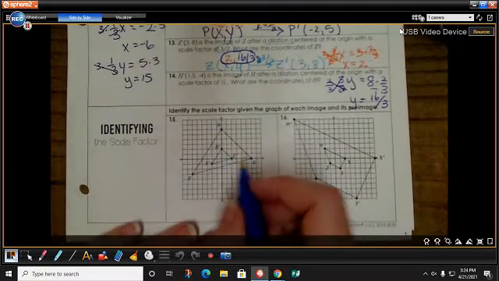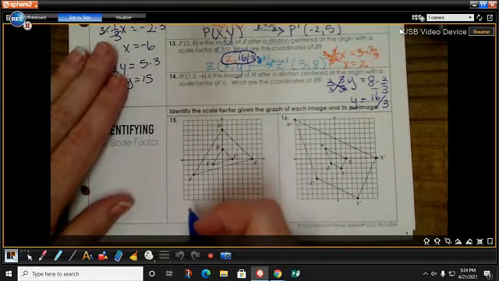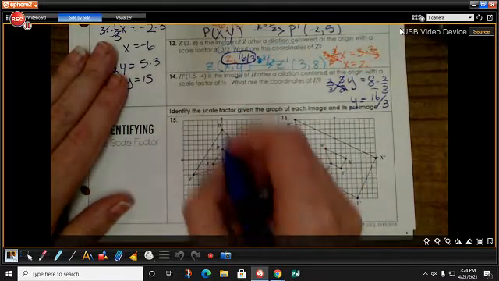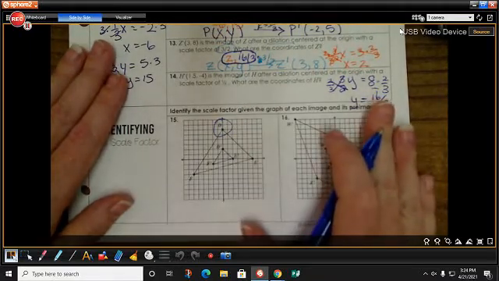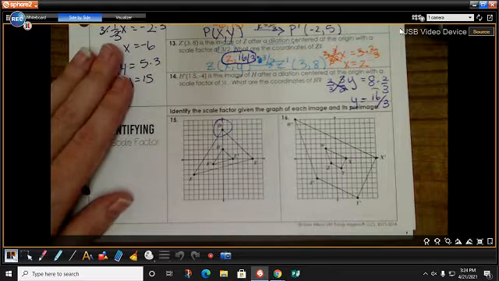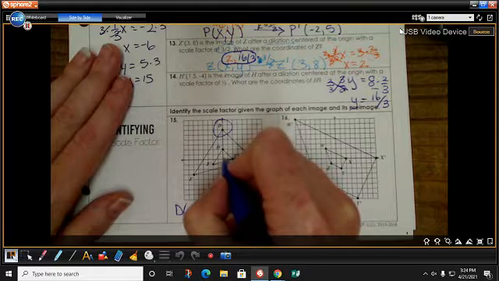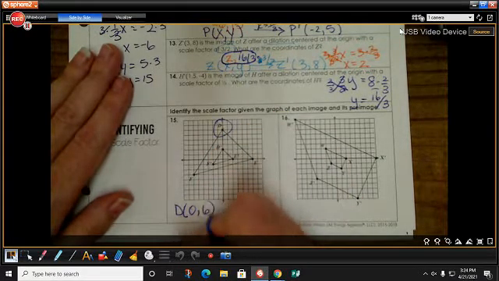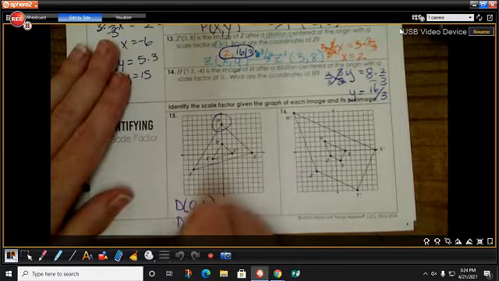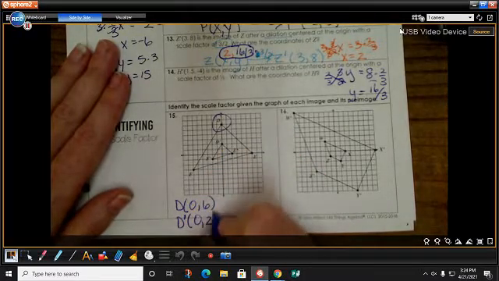Well, my recommendation is look for your original point, your pre-image, and then find where it went. So here, let's see, let's start with D. You can use any point you want because the scale factor is the same everywhere. I'm going to just go with D because why not? So D is at the point, let's see, this is at 0, 1, 2, 3, 4, 5, 6. So it's at the point 0, 6. Then its image, D prime, is at 0, 2.